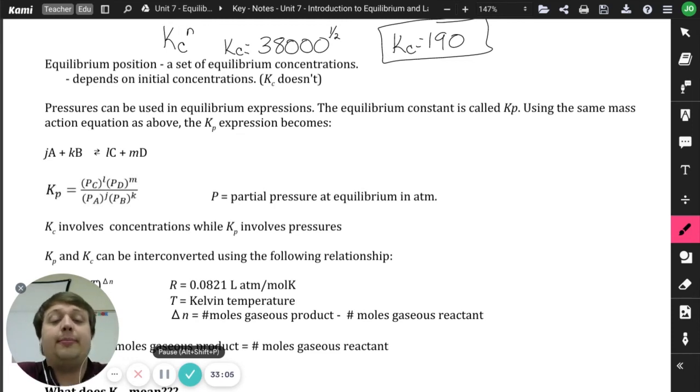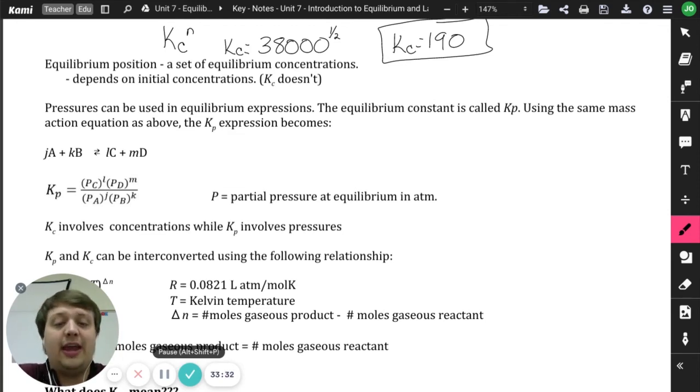So let's actually look at pressure. We've already talked about equilibrium constants, and that has to do with concentration. But what about pressure? Pressure can also be used in those equilibrium expressions. The equilibrium constant for pressure is Kp. Kc would be your equilibrium constant for concentration, and Kp would be the equilibrium constant for pressure.